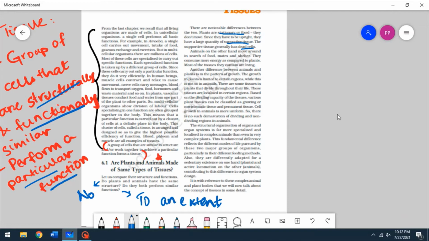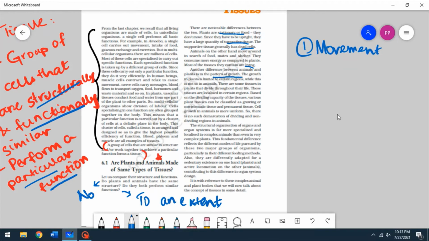Animals, on the other hand, move around. So we move around for food, for water, for shelter, to reproduce. We keep moving about, not just humans, every animal. And humans are considered animals in biology. That's something you need to remember. Alright? And they consume more energy as compared to plants, because we move about, but plants don't need to move. That's why animals consume more food and more water, and most of the tissues are living because we have to keep moving.